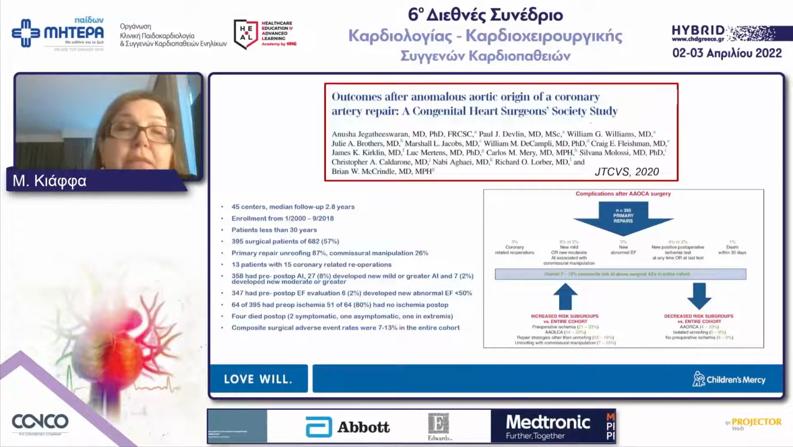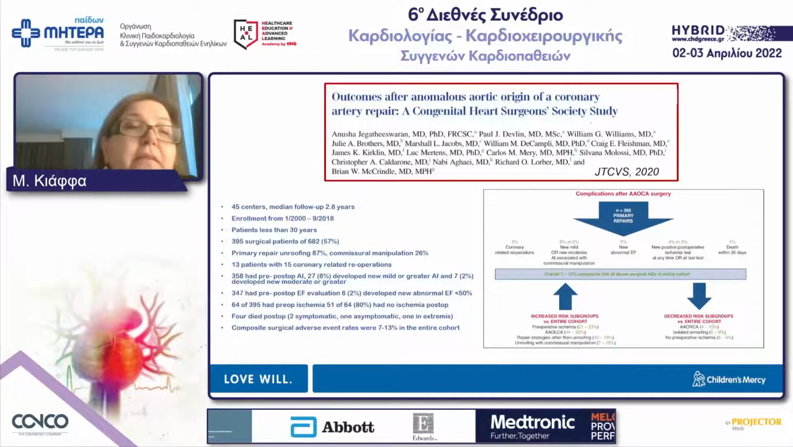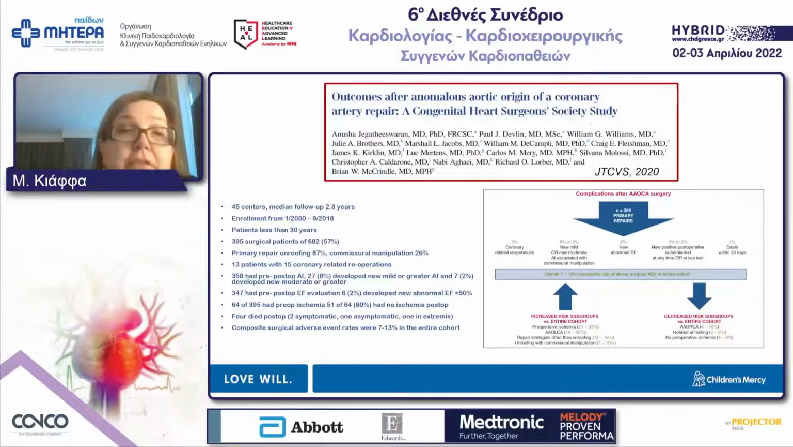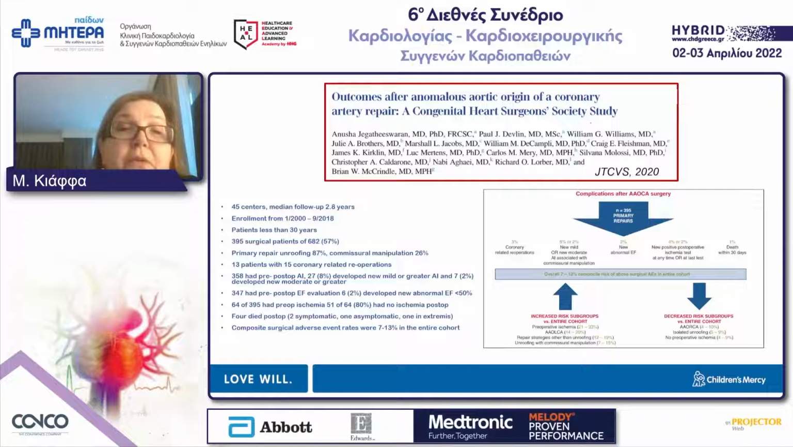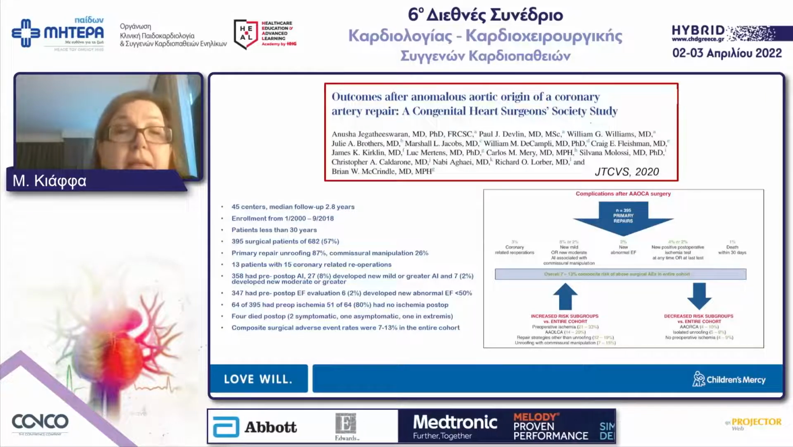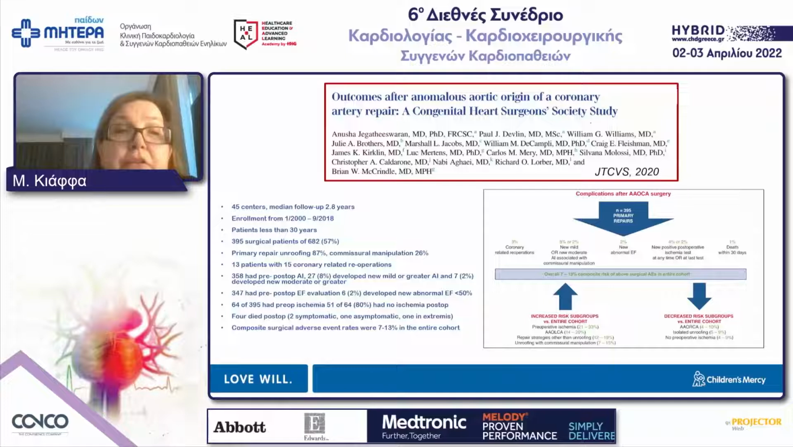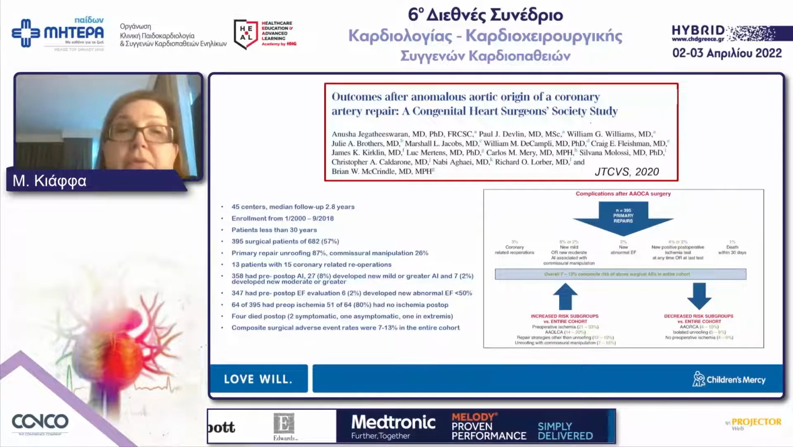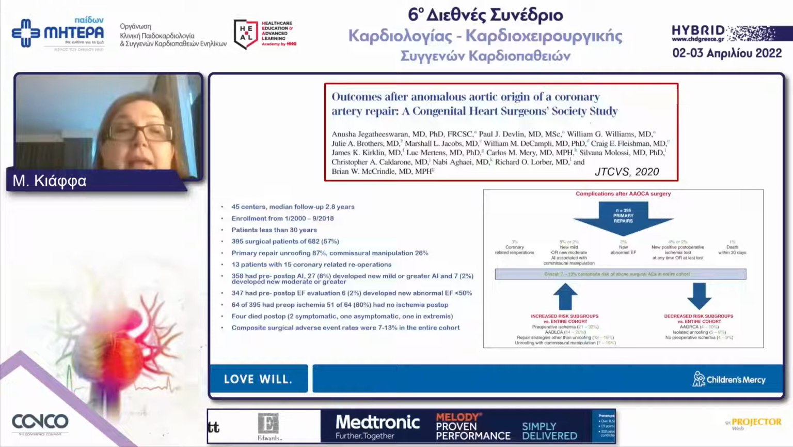Of the almost 700 patients, almost 57% were surgical patients with primary repair, then roofing of the anomalous coronary, and 26% of them had commissural manipulation. 13 of those patients had 15 coronary-related reoperations.